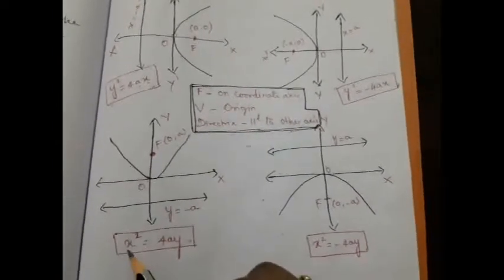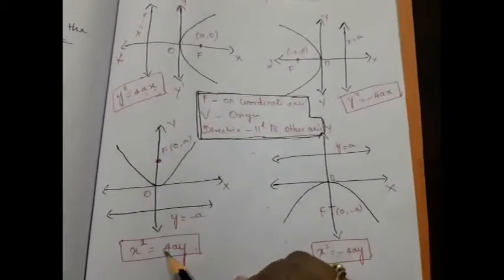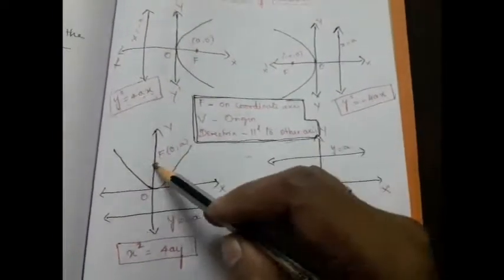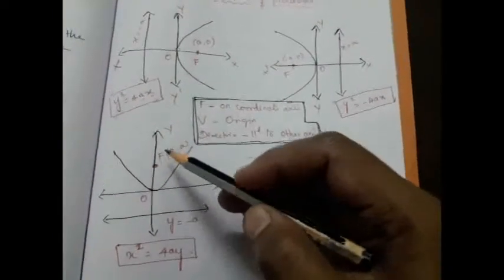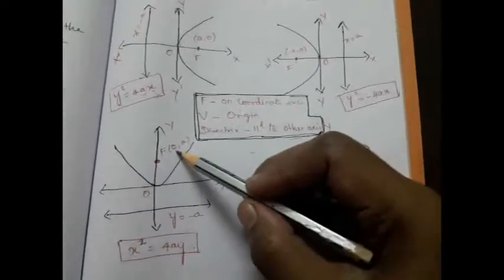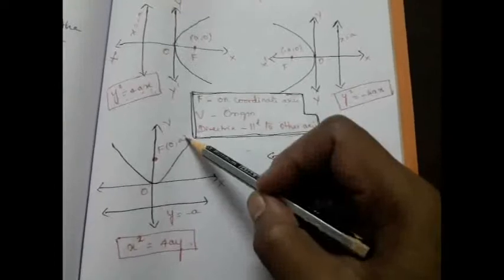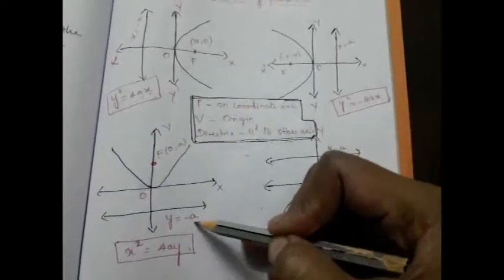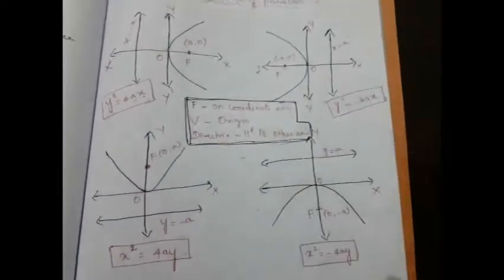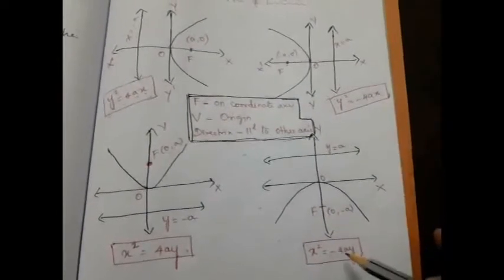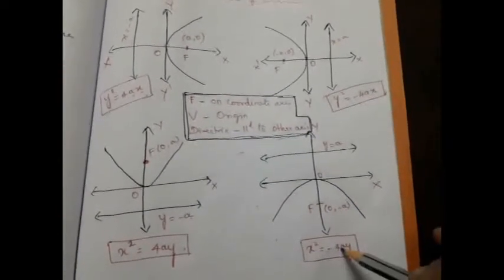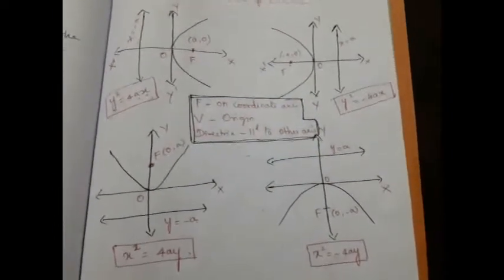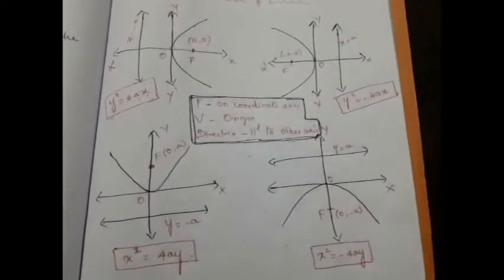Similarly, when your equation is x square equal to 4ay, when x is the square term, your curve opens upward and hence the focus lies on your y-axis. When it lies on the y-axis, the x coordinate is 0, so your focus is (0, a). Remember, when it lies on the y-axis, it is (0, a) and your directrix will be y equal to minus a. When x square equal to minus 4ay, your focus will be (0, minus a) and your directrix is y equal to a. Just the opposite of the other two. Hope you got it and you have to remember all these things.